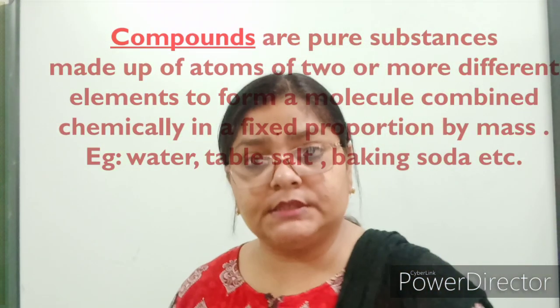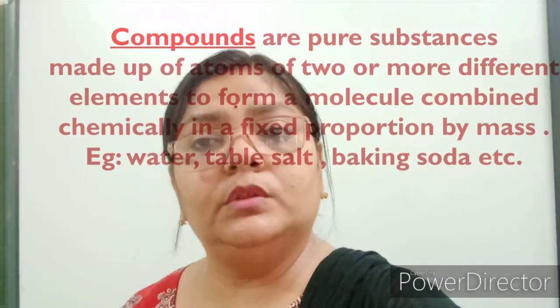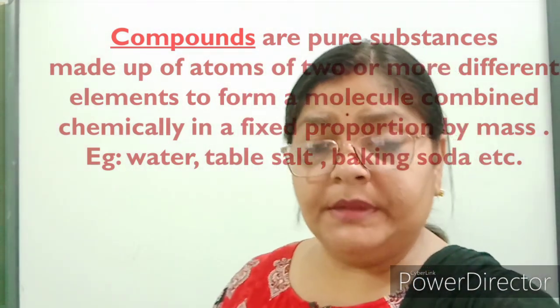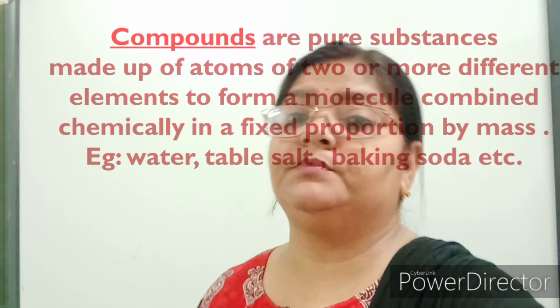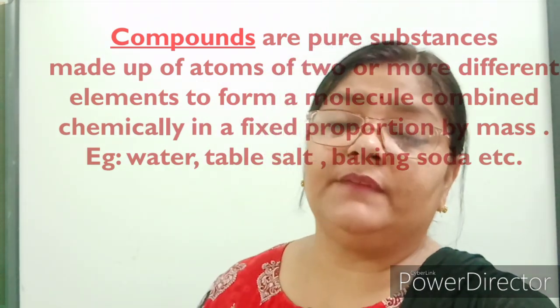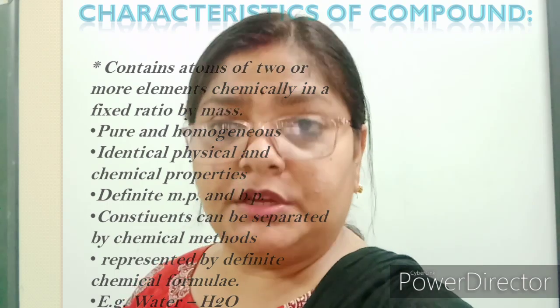Now coming to the next pure substance, that is a compound. A compound is also a pure substance, although it is made up of two or more elements, but they are combined in a fixed proportion by mass. Because they are combined in a fixed proportion, it is said to be a pure substance. Now the properties of compounds are like this: the compound contains atoms of two or more elements combined chemically in a fixed ratio by mass.